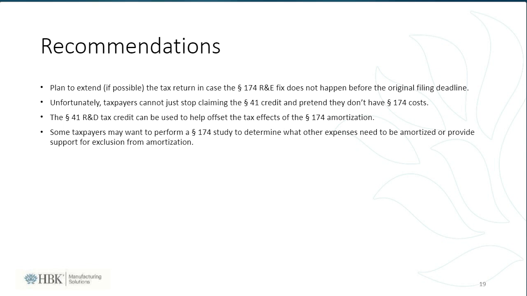You would be looking at potentially paying estimated taxes, if you wanted to avoid penalties and interest, as if you weren't going to get these deductions, which would mean extra cash out of pocket in the next few months, and then have your 2023 estimates be based on 2022 with the higher expenses, and then change everything if and when this is rectified. So it's definitely not an efficient process under what we are currently dealing with here. And again, like I mentioned earlier, we just can't stop claiming the 41 credit and pretend we don't have 174 costs.